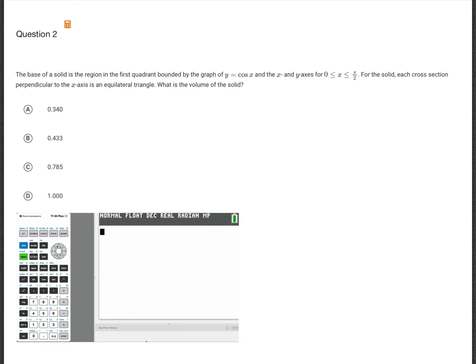Okay, next one. The base of a solid is the region in the first quadrant bounded by the graph of y equals cosine x and the x and y axes on the interval from 0 to pi over 2. For the solid, each cross section perpendicular to the x-axis is an equilateral triangle, and what's the volume of the solid? Okay, so really similar to the last one. We don't really have to graph this in the calculator first, because we know cosine goes like this.